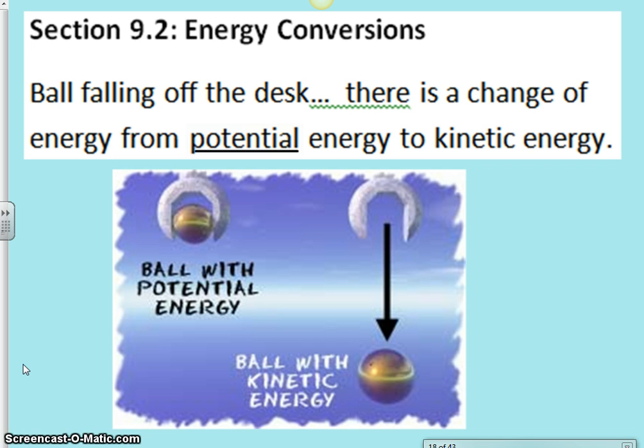This can also be demonstrated in the picture below. The ball here has potential energy. That potential energy is then transferred to kinetic energy when the ball is released and dropped. Remember back to last section too, we could also say that this ball has gravitational potential energy based on its height and weight.